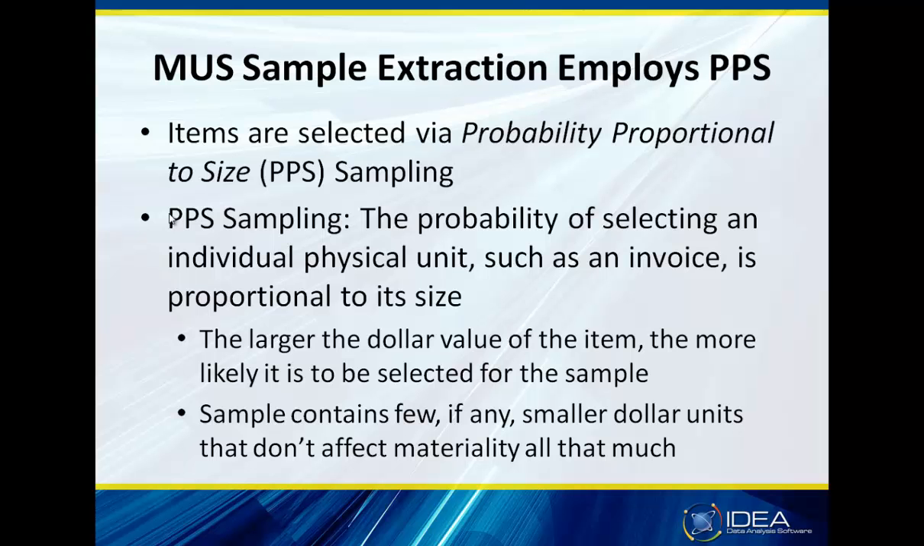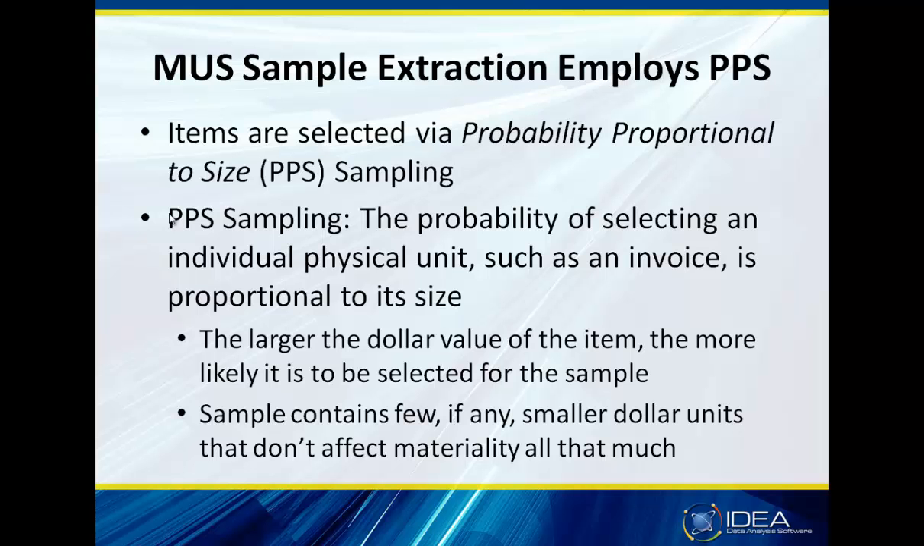But what that does is it helps ensure that the sample contains few, if any, smaller dollar units that don't affect the materiality all that much. Because the last thing you'd want to do is, since errors are based on percentage difference, go audit a $1 item, find that there's 50 cents of error, and then conclude that the sum of tolerable taintings for that item is 50%.